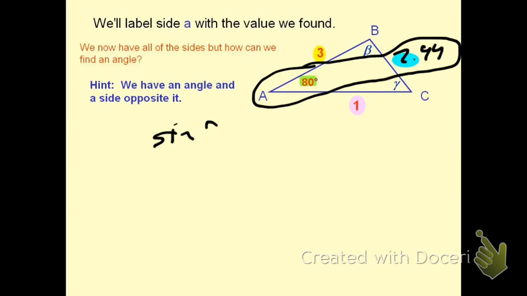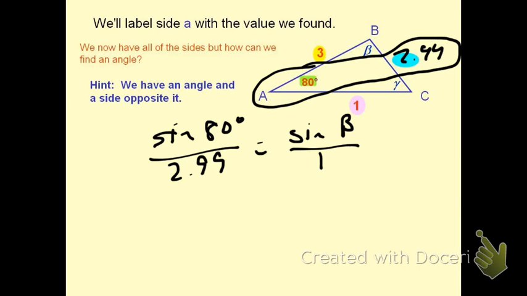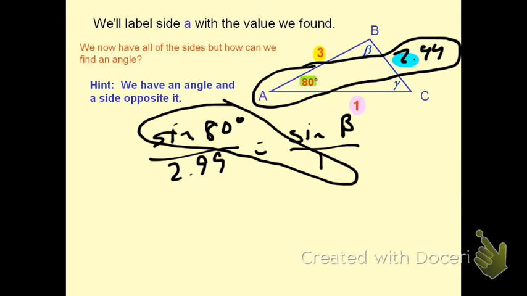So we can go sine 80 over 2.99 equals, let's say we want to find sine beta over 1. Okay, so we're going to cross multiply and divide. So we're going to take sine 80 times 1 on your calculator and divide it by 2.99. And you get a really small number, you get 0.33.